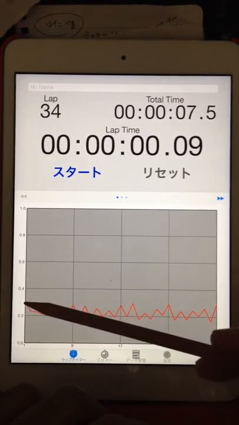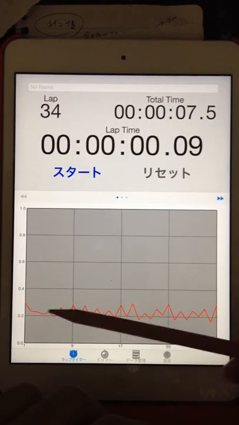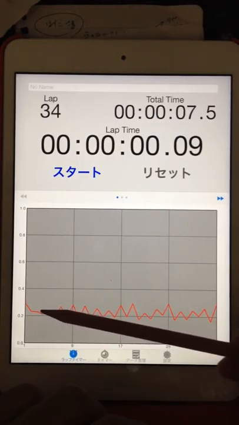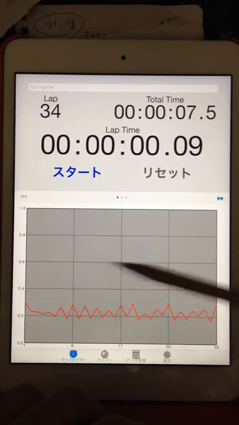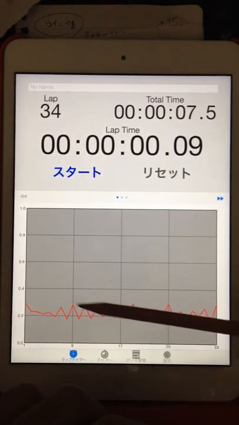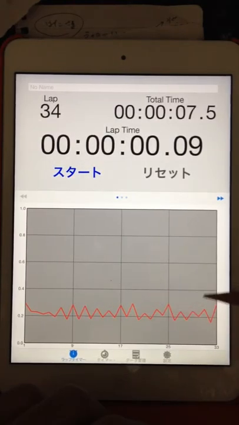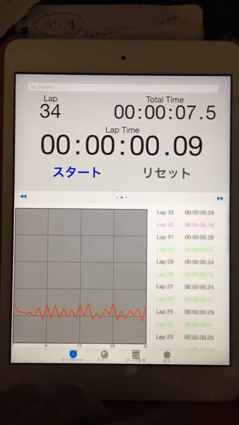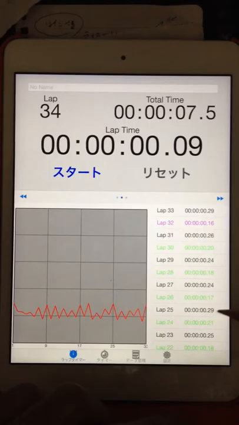Almost front, back, front, back, front, back, front, back. This front, back is reverse bounce. Almost even bounce. And strongest bounce is this. Third bar is here.